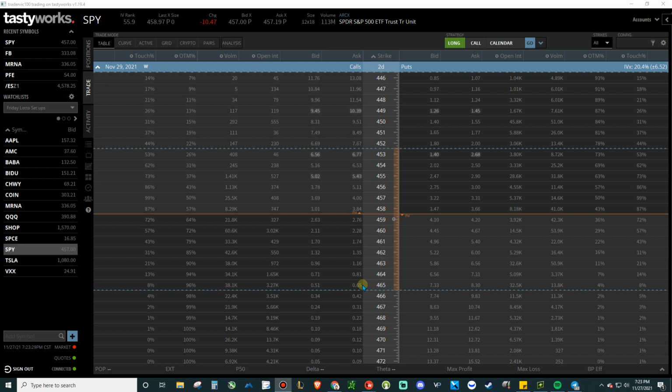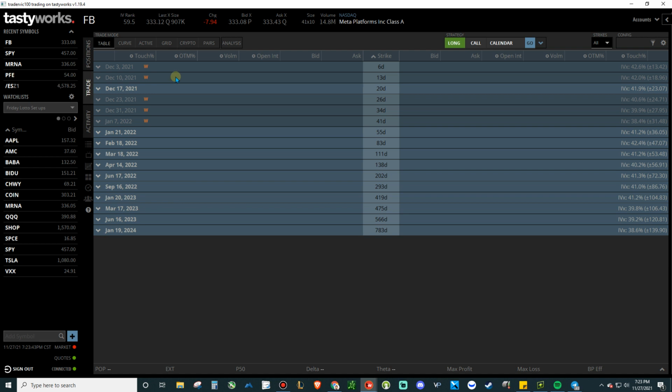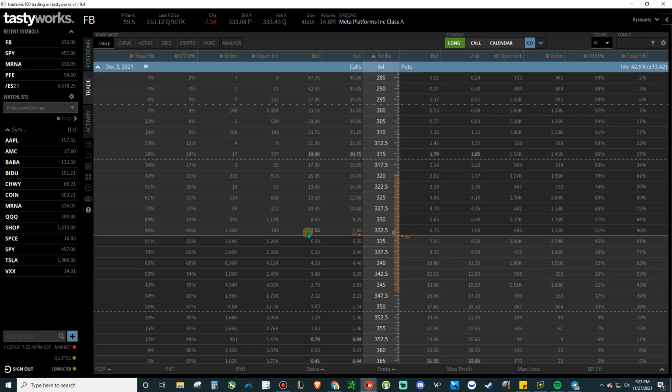This is how you would find out if you were expecting a reversal. If you're looking for a reversal, this little area here is what I would be watching, to see if those premiums start to balance out again.